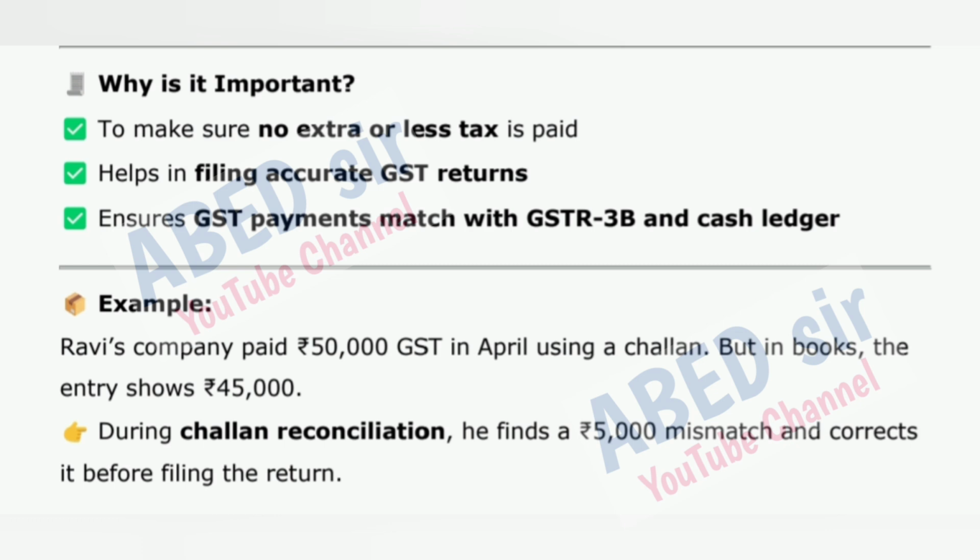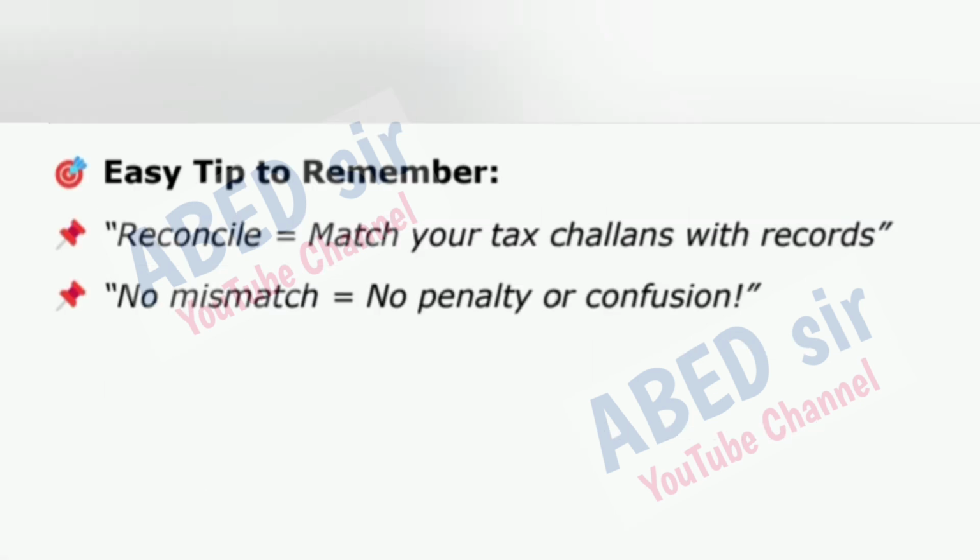Example: Ravi's company paid 50,000 rupees GST in April using a challan. But in the books, the entry shows 45,000 rupees. During challan reconciliation, he finds a 5,000 rupee mismatch and corrects it before filing the return. Easy tip to remember: reconcile = match your tax challan with records. No mismatch = no penalty or confusion.